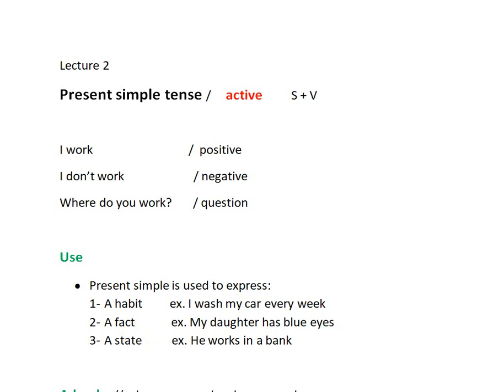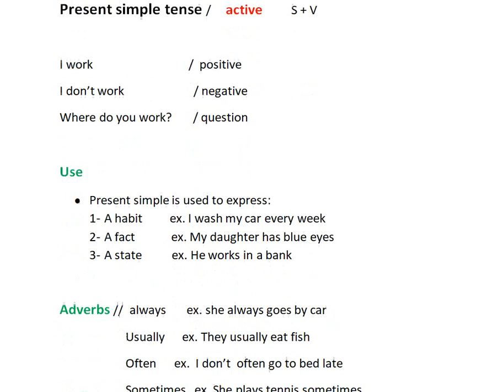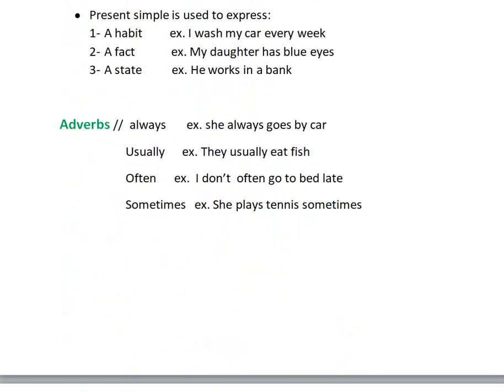Now, what about the adverbs? We should pay attention to the adverbs that can be used with the present simple tense. Mostly we use always. For example, she always goes by car. We can use usually. For example, they usually eat fish. Mostly we can use often. I don't often go to bed late. Many times we use sometimes with the present simple tense. For example, she sometimes plays tennis. Rarely and never can be used with the present simple, but not too much. Okay.